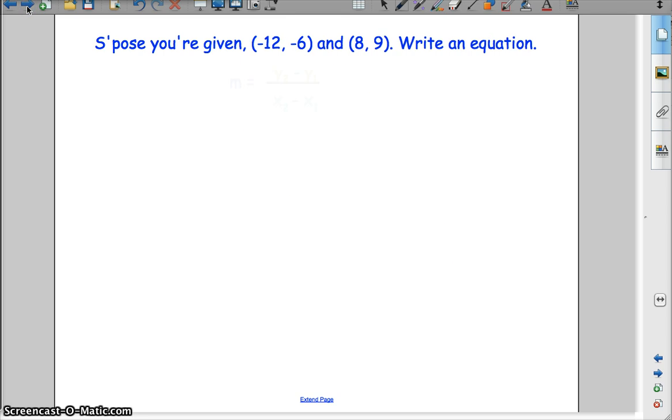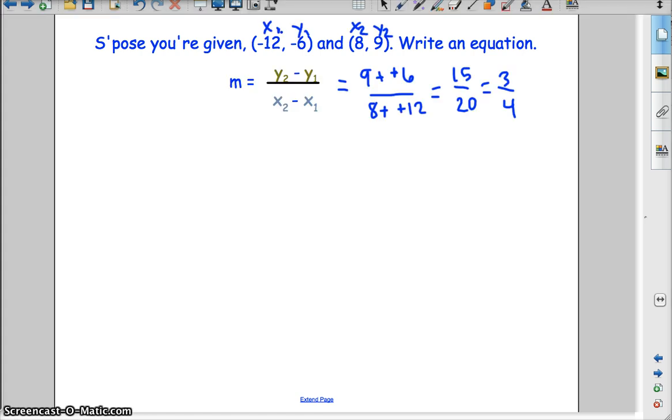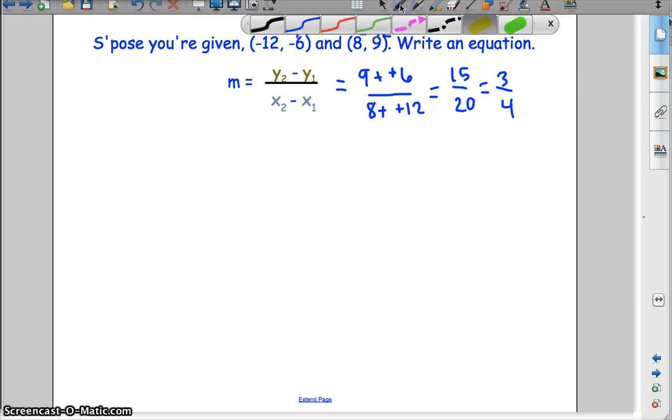Pause the video here, see what you can come up with if you can write an equation given 2 points. Okay, so you should have been able to identify that you could find the slope from these 2 points. When you're given 2 points, you can always find a slope. But now, how do we write an equation? Well, now that we have a slope and a point, what are we going to use? That's right, we're going to use point-slope form. And it doesn't matter which point you use. I'm going to use the 2 positive ones.